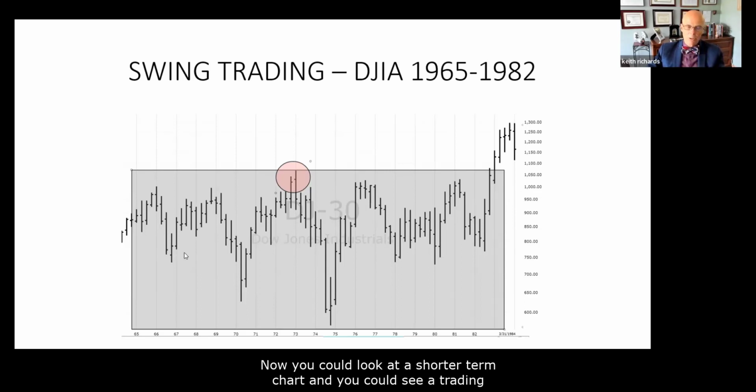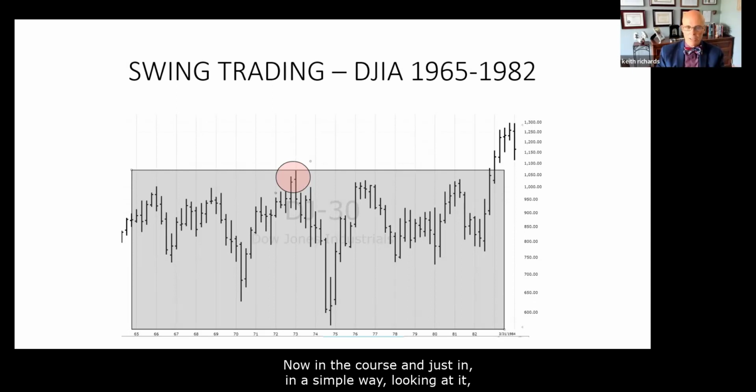Now you could look at a shorter term chart and you could see a trading consolidation period on an individual stock or the S&P 500. There's a potential for the market doing maybe not as big and as long as this period was during the 60s and right up until the early 80s, but there's a potential for the market to consolidate. I mean, we were just looking at China a few questions ago, and I said, look, it's basing. Well, we looked at Brazil, and I said, look, it's in a swing trading pattern. So these are patterns that you can trade.